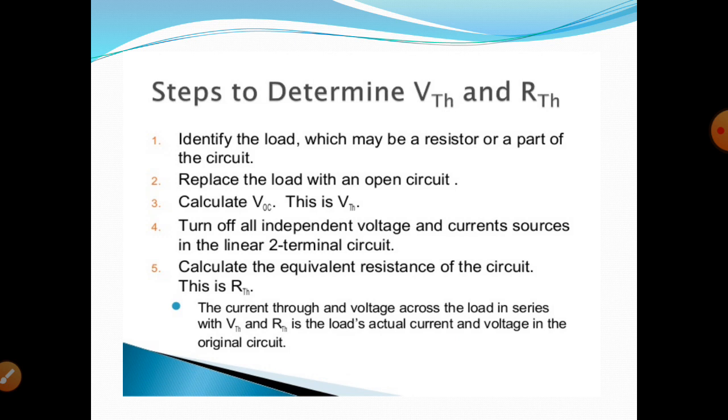Next, turn off all independent voltage and current sources in the linear two-terminal circuit. Finally, we calculate the equivalent resistance of the given circuit. This equivalent resistance is called R Thevenin. The current through and voltage across the load in series with R Thevenin are the actual current and voltage in the original circuit.